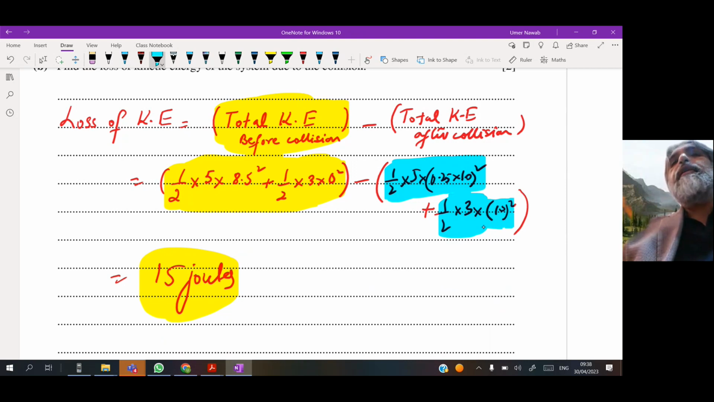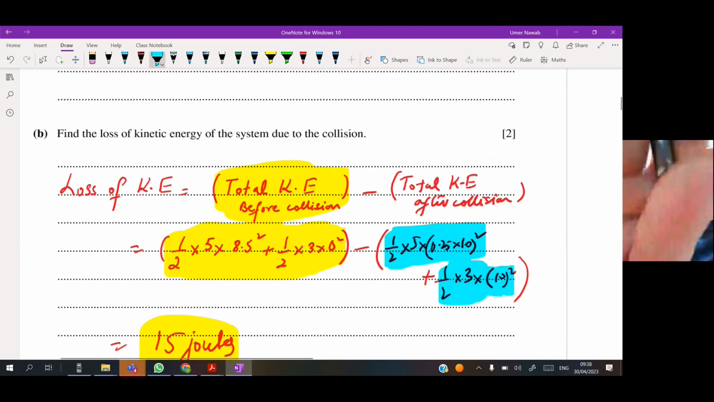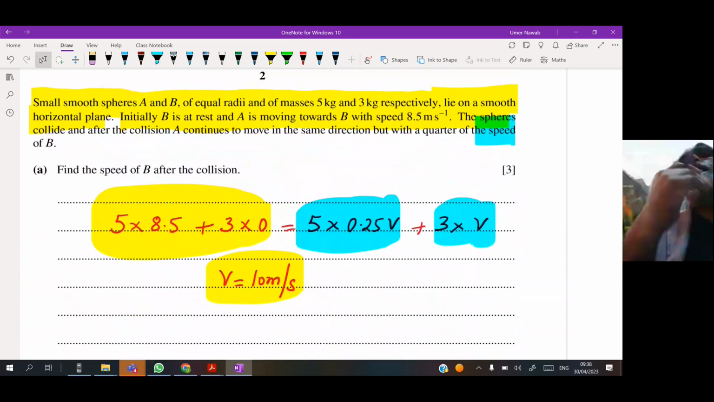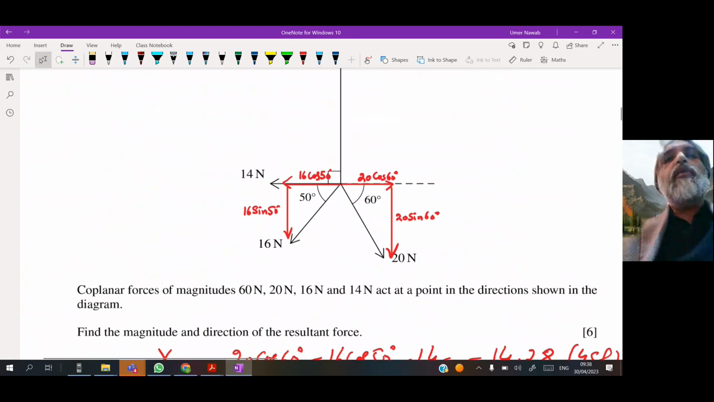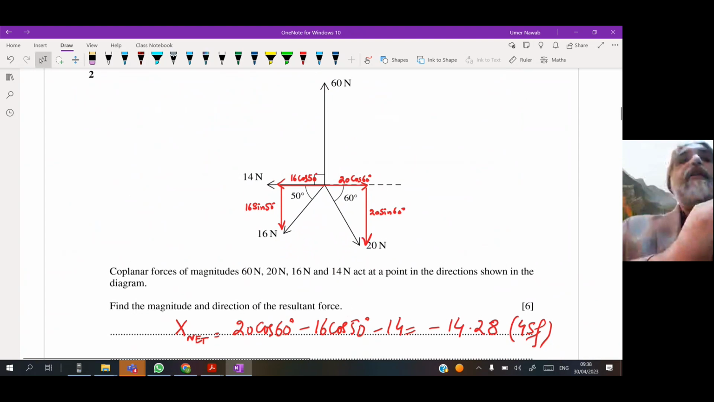So the kinetic energy before the collision minus the total kinetic energy after the collision will give us 15 joules. So 15 joules of energy will be lost into the air because of this collision. So that was a very good starting question given by the examiner. Students will not have any problem gaining these 5 marks in their pocket. Now, the next question is also a very straightforward and well-known question on forces and equilibrium.